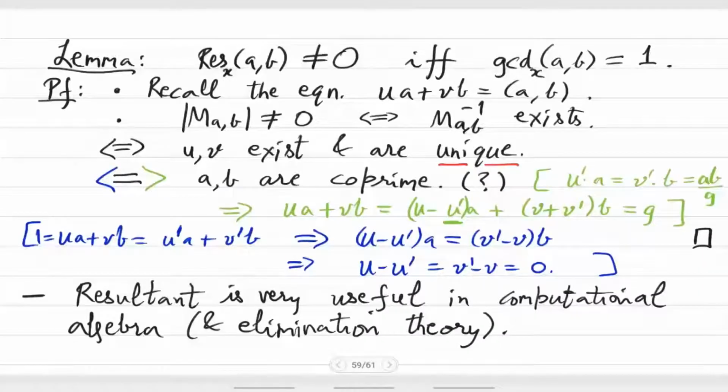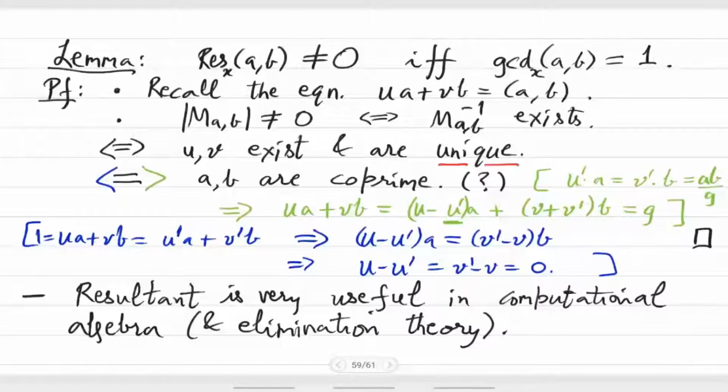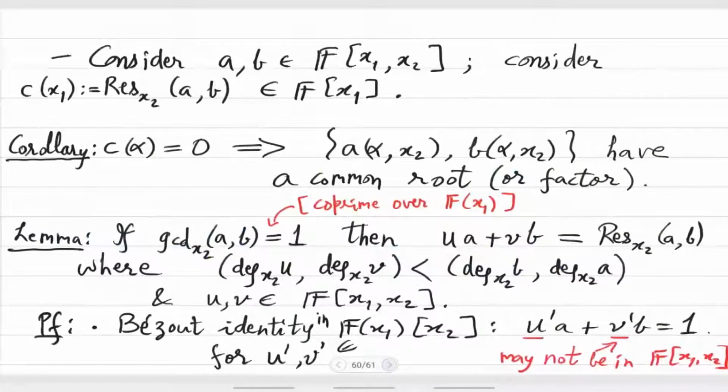So last time we were trying to study the Berlekamp algorithm as a reduction strategy, and the first thing that we did is define the resultant for two polynomials. What is this invariant polynomial called the resultant? And we showed this lemma that if A and B are co-prime over the function field F(x1), so we are thinking of A and B as univariates in x2 over F(x1), then the Bezout identity UA plus VB will give you the resultant.